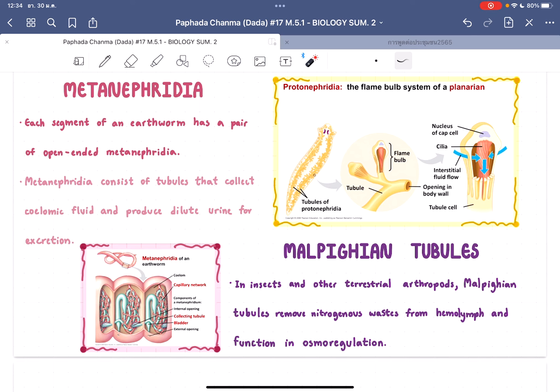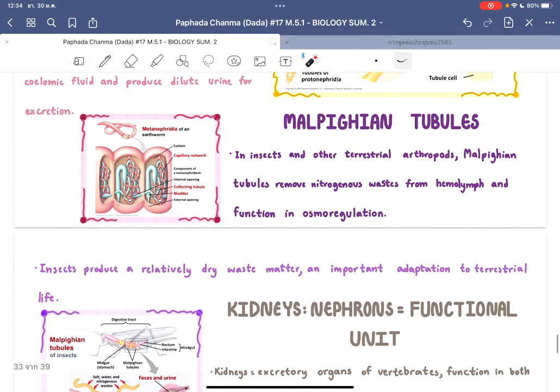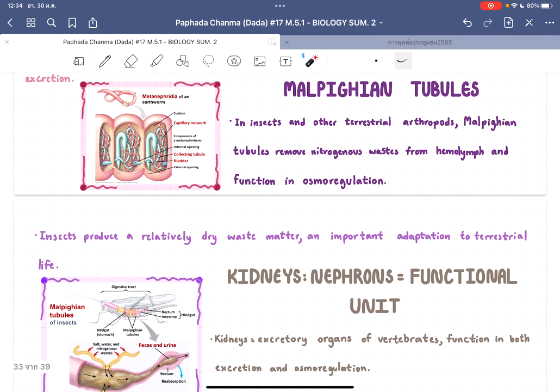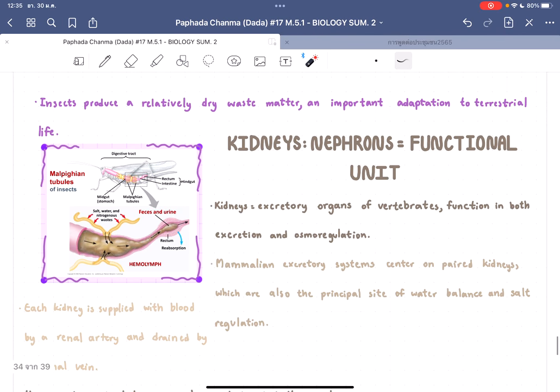Metanephridia. Each segment of an earthworm has a pair of open-ended metanephridia. Metanephridia consist of tubules that collect coelomic fluid and produce dilute urine for excretion. Malpighian tubules are found in insects and other terrestrial arthropods. Malpighian tubules remove nitrogenous waste from hemolymph and function in osmoregulation. Insects produce a relatively dry waste matter, an important adaptation to terrestrial life.